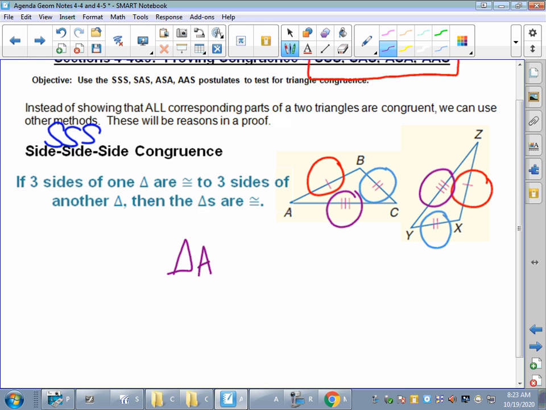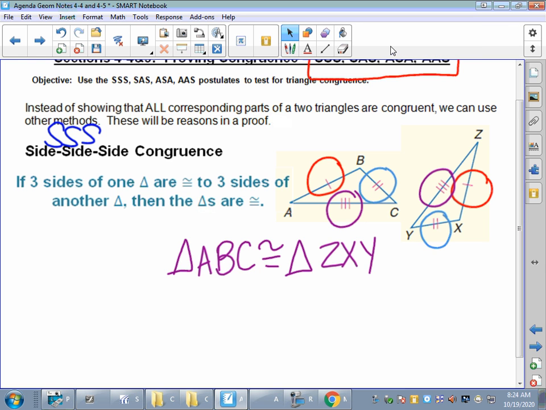We could do a congruence statement: triangle ABC corresponds to, and how would you name the other triangle then? Remember, this is important. The order in which you name it is important. Even though we're using all three pairs of sides, we're going to be able to figure out which angles are corresponding. It looks to me like it's going to be triangle ZXY. Double check me and let me know if I'm right or wrong. So there's our first way of taking a shortcut to saying that triangles are congruent.